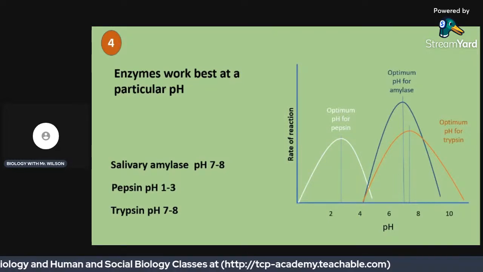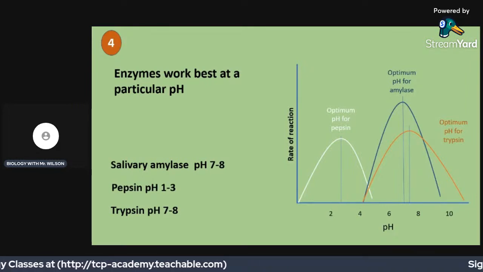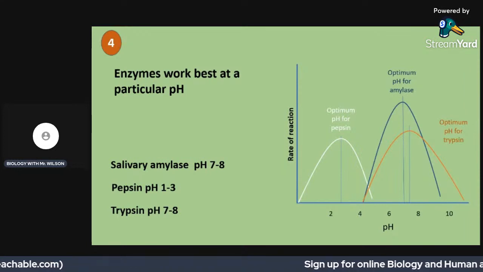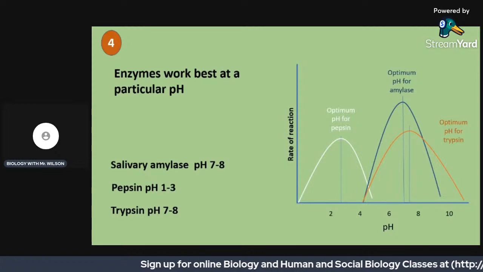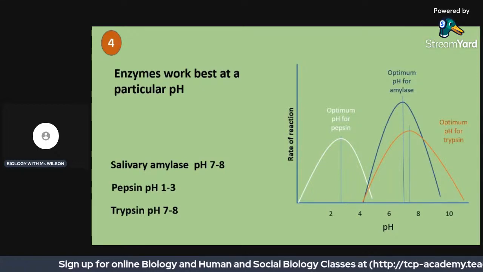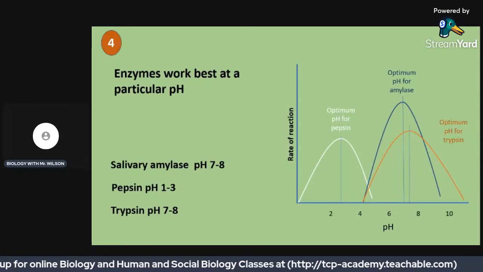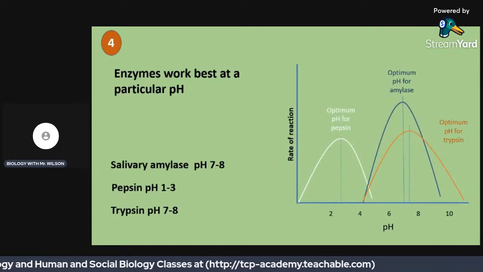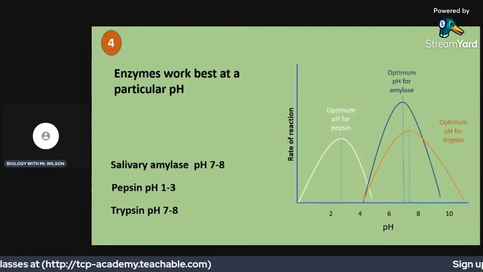But if you look at the graph over here, you're nicely seeing it intercepted in the middle there, and it shows pretty much the optimum pH, and that's the best pH, or where the enzymes will perform at their best. So the fourth thing here, just a reminder, enzymes work best at a particular pH.